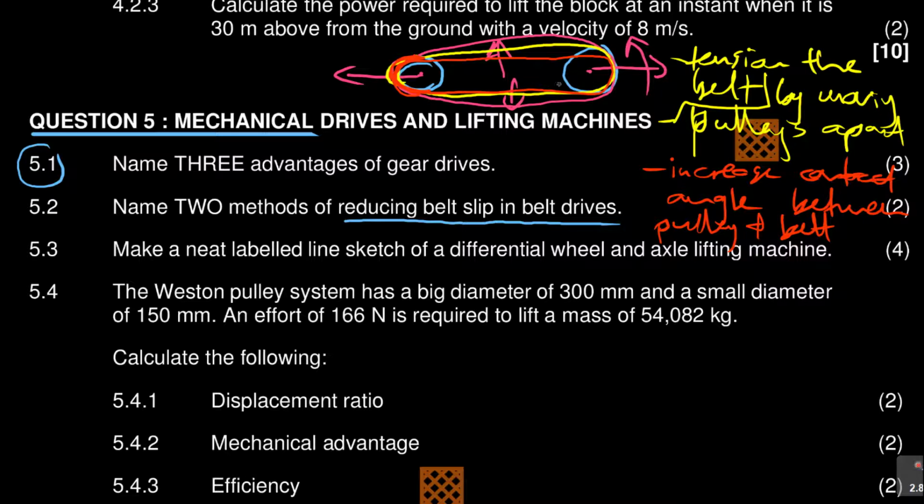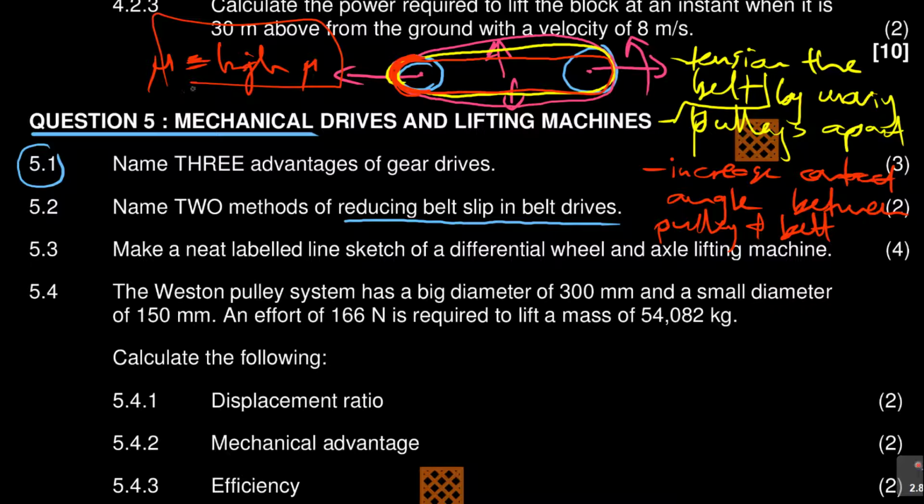The other one, you can also adjust the coefficient of friction, the mu. You can consider a belt with a high mu, high coefficient of friction. Well, it's 2 marks, but next time if you want to add, consider a belt with high coefficient of friction.